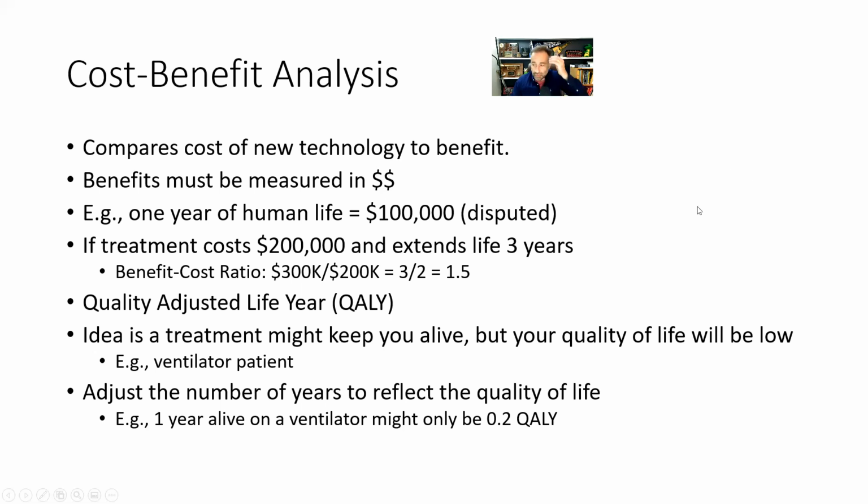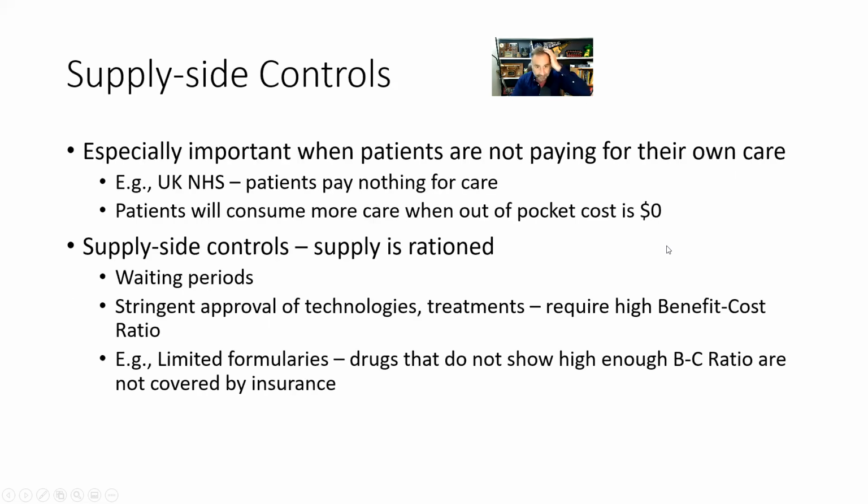So these are the kinds of tools that you have to use, especially when patients aren't paying for their own care. So for example, in the UK, the National Health Service uses these kinds of cost benefit type analyses to decide whether they're going to adopt new technology or not.